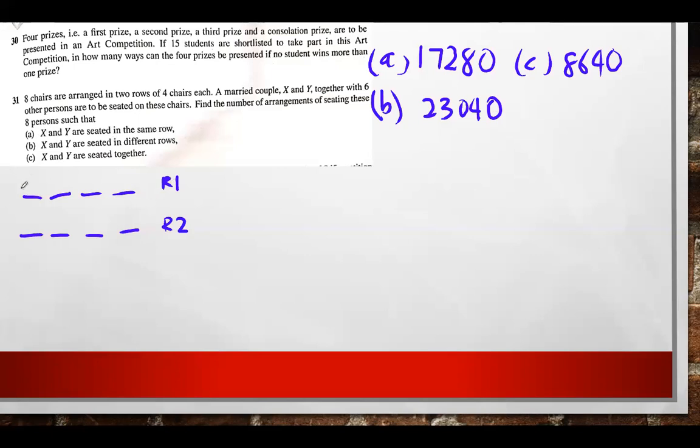Now, if X and Y are seated together, what I'm going to do is group these two together. This is already preset, this will be 2 factorial because there are 2 people to sit over there. And then the rest, 1, 2, 3, 4, 5, 6, can be arranged in a myriad of ways. So this will be 6 factorial.